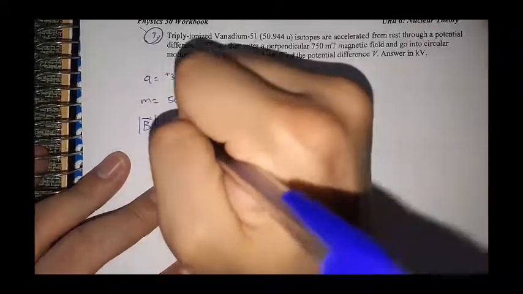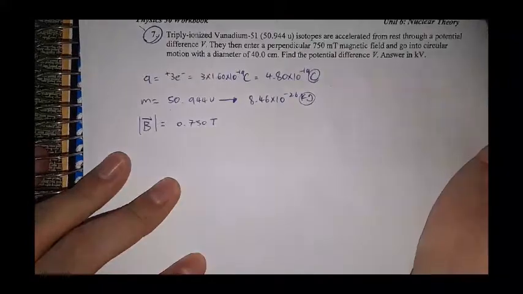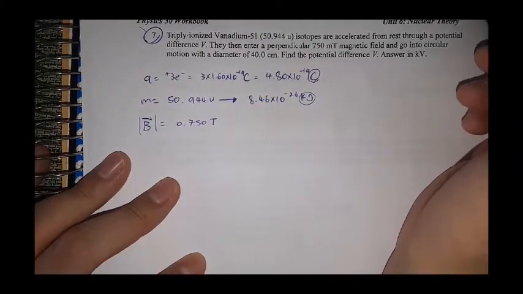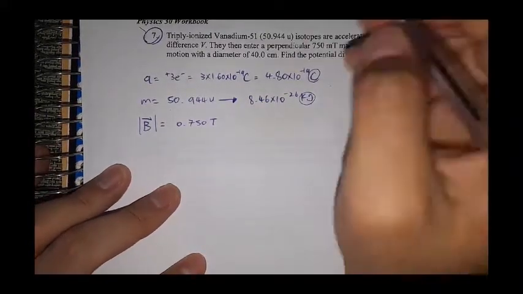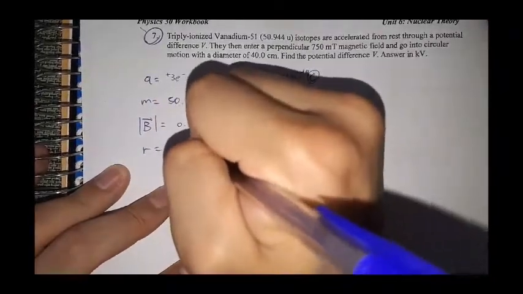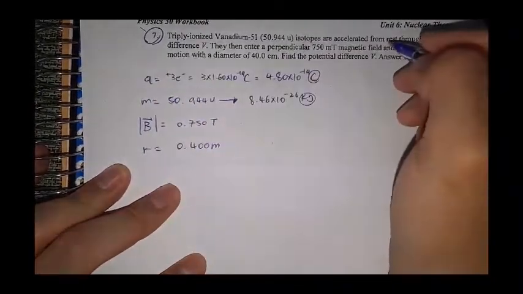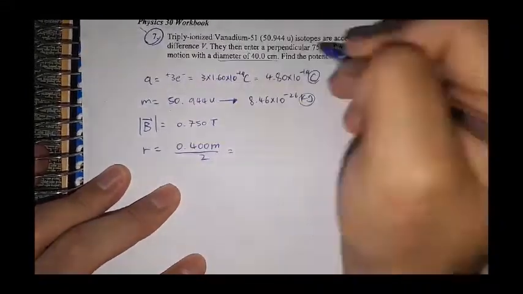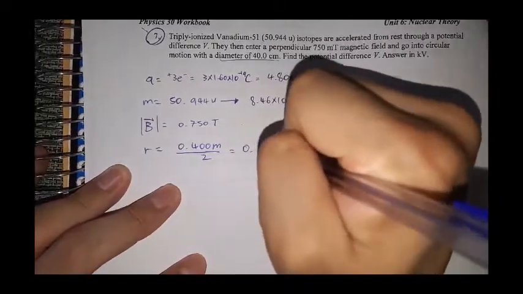The magnetic field is also given. 0.750 is good enough for the Tesla. Don't need to put scientific notation for everything. Same thing for R, which is 0.400 meter. Actually, divided by 2, almost forgot. It's the diameter, so 0.200 meter.